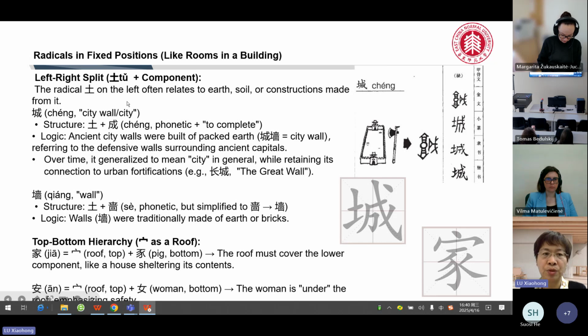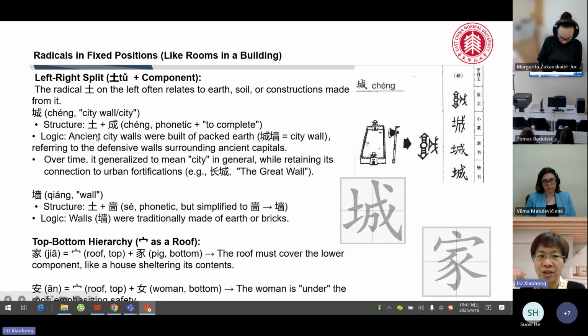So the radical 土 means earth. On the left part, it often indicates a meaning related to earth or soil, or construction made from those materials. For example, the word 城 originally means city wall. You can see how this word 城 changed from the bronze inscription. The left part is like a tower, and the right part is like a weapon to defend, to protect this tower. So a kind of weapon, and then it changed.